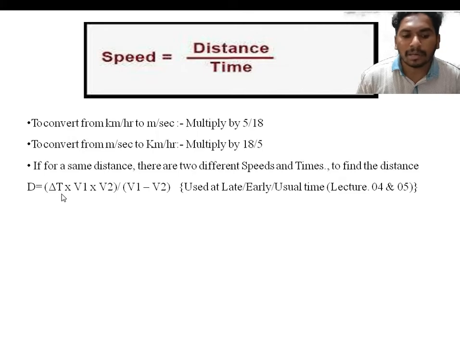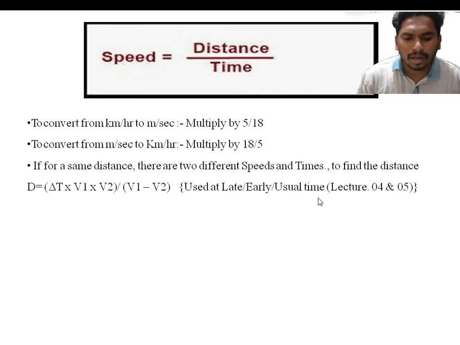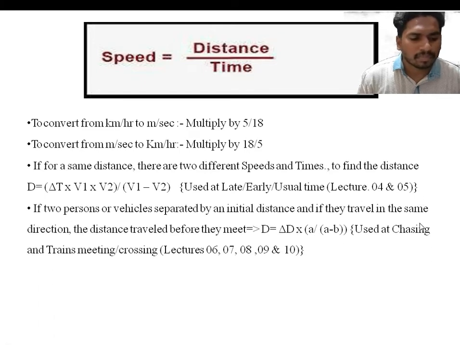You just have to remember: if both are early, you subtract. If both are late, you subtract. If one is early and one is late, you add. Here v1 and v2 are the velocities, one will be less and one more, and in the denominator is the difference of velocities irrespective of the signs. We came across this formula in lectures 4 and 5.